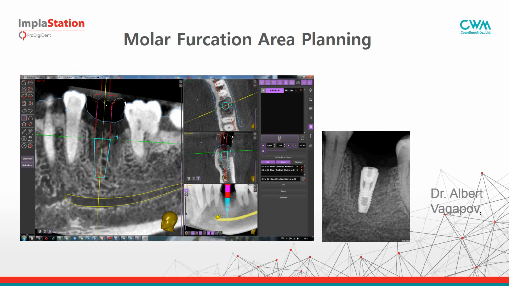There's a very good demonstration. For the molar area, the best position for the implant is usually located exactly at the furcation area. It's quite hard to keep a drill from slipping into the softer socket with your hands. Using a surgical guide, you can control the drilling more accurately.